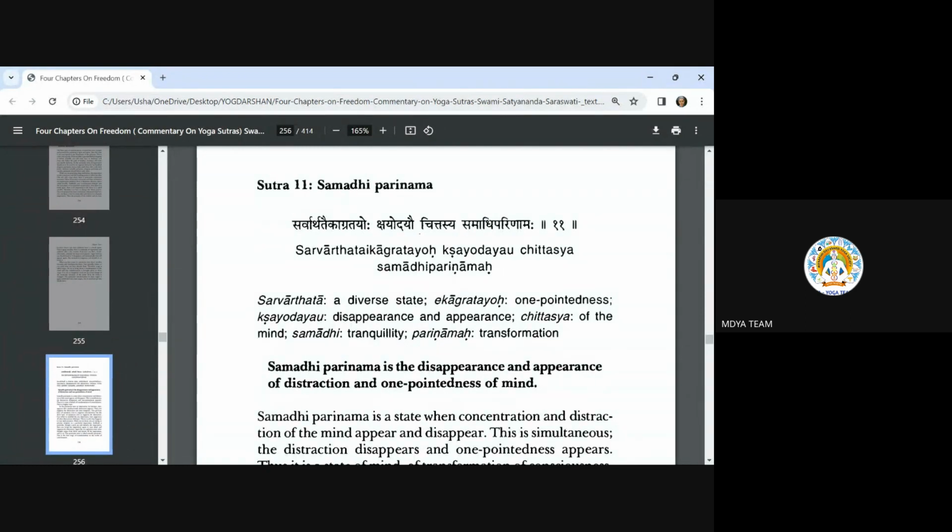Vairagya will pull the person away from the distracting thoughts. Abhyasa will help the person develop the nirodha samskaras. You see how they are mutually supportive in bringing the state of samadhi parinama. Both are very much needed. Vairagya helps in eliminating the vyutthana samskaras of the mind, and abhyasa helps in increasing the nirodha samskaras of the mind.